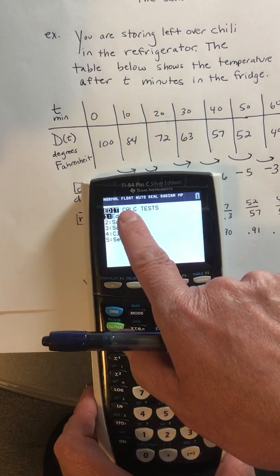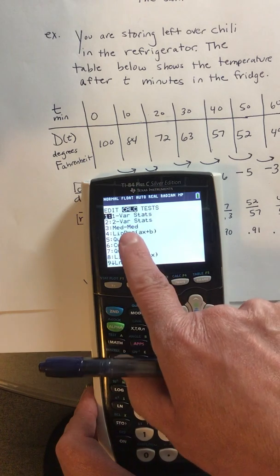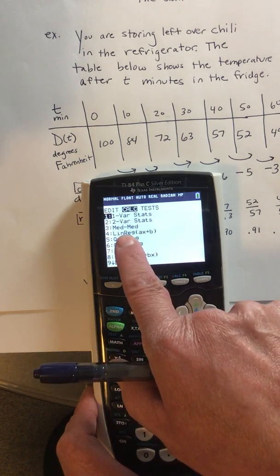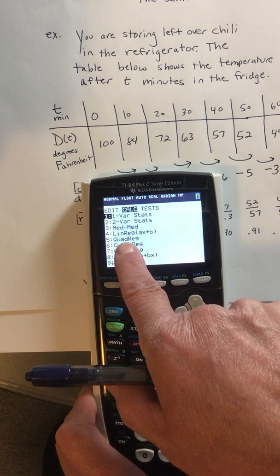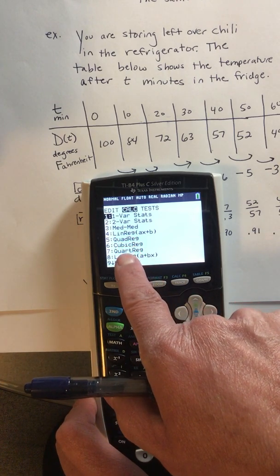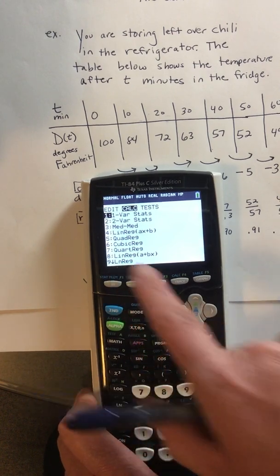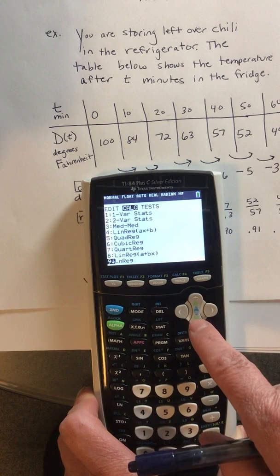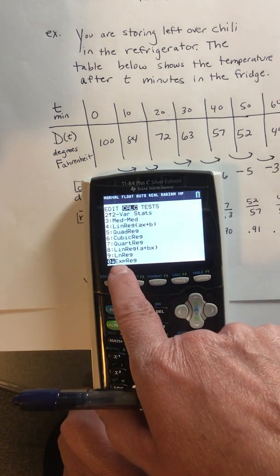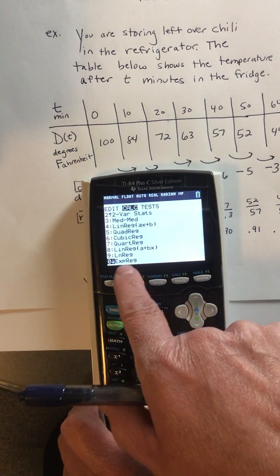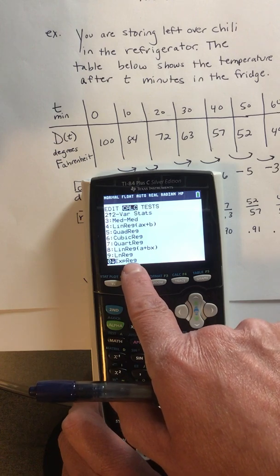And then I go back to my stat key. And remember, I go over to calc. And this time, I'm not going to go down to linear regression because I said that this looks like an exponential model. Well, that's quadratic, that's cubic, that's quartic. There's another linear regression. And this ln is a logarithmic, which we'll study in the future. But if I arrow down one more, I get exponential regression. EXP for exponential regression. That is the one I want.